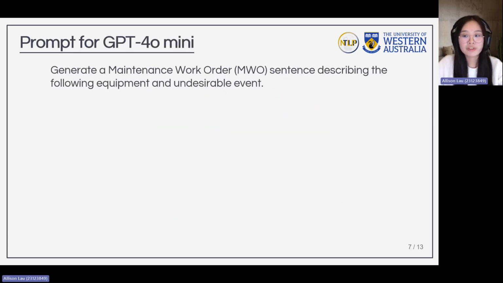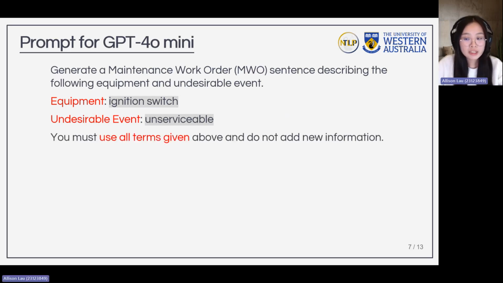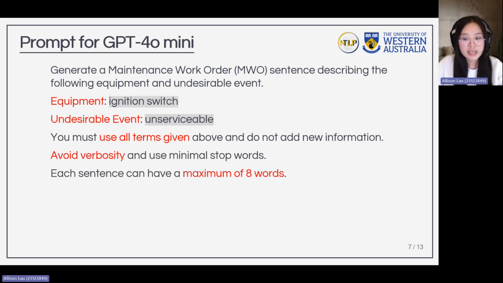So here is an example of the input prompt. Generate a maintenance work order sentence describing the following equipment and undesirable event. So we give it the equipment word, ignition switch, and the failure term, unserviceable. And then we enforce that it has to use those terms and not to add any new information. This is because we are trying to control what it generates to make sure that it is grounded in real knowledge. Then, we also ask it to keep the sentences concise and direct with an 8-word limit.